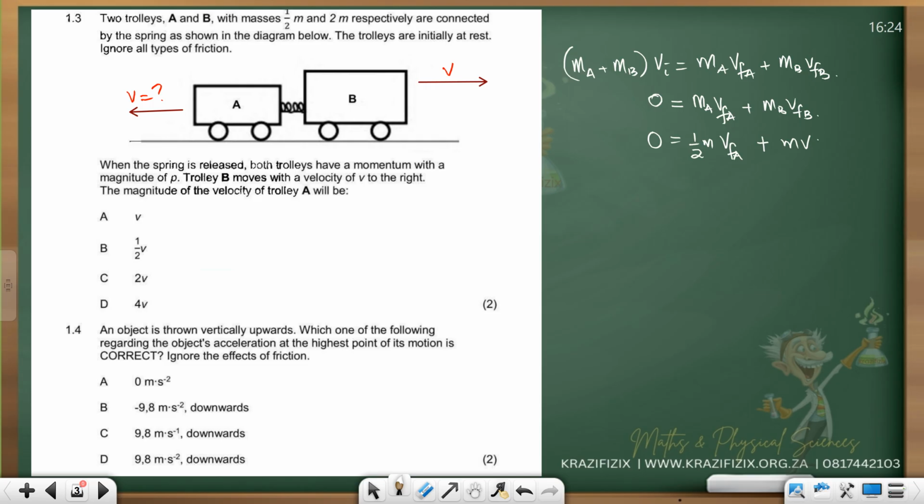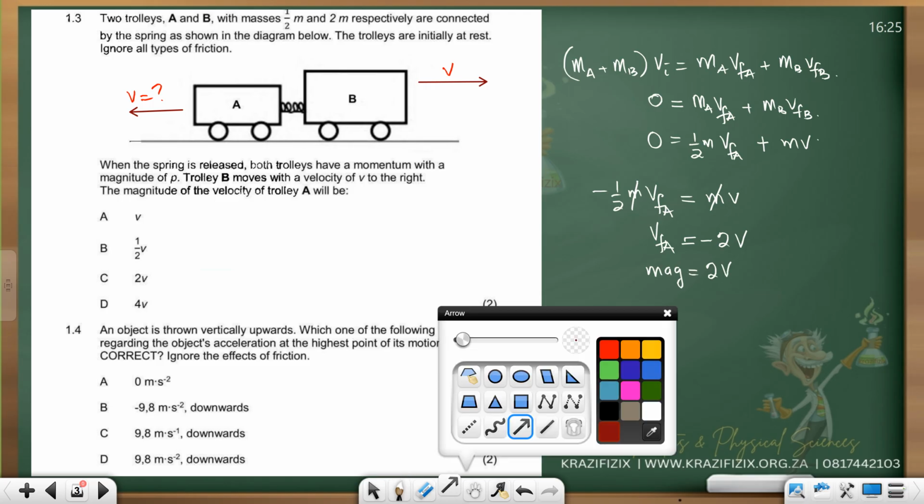Let me make it simple for you. If I factor out M, even if I don't factor it out, let's move 1 to the other side. Negative 1 over 2 M VFA equals MV. Let's look for VFA. M would cancel each other, and we are going to have what? Negative 2V. But we want the magnitude, so the magnitude will be 2V.